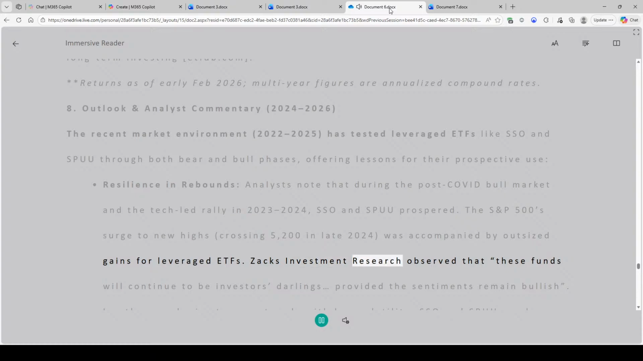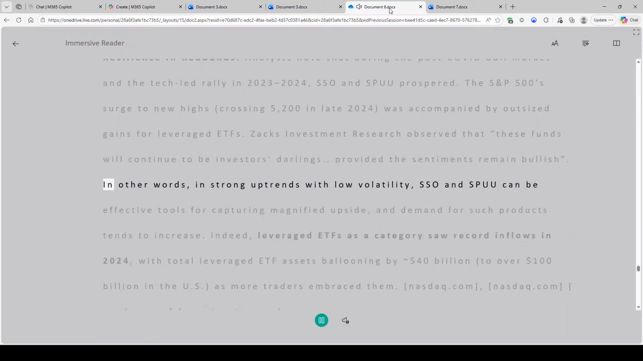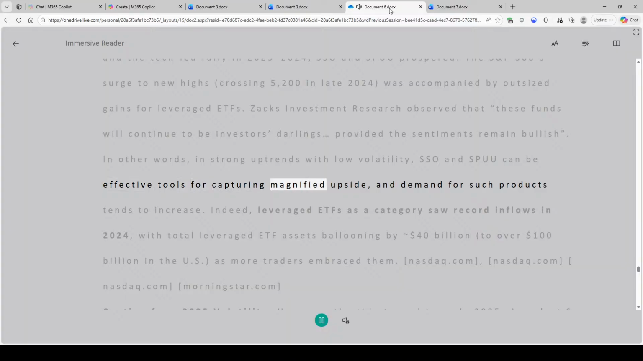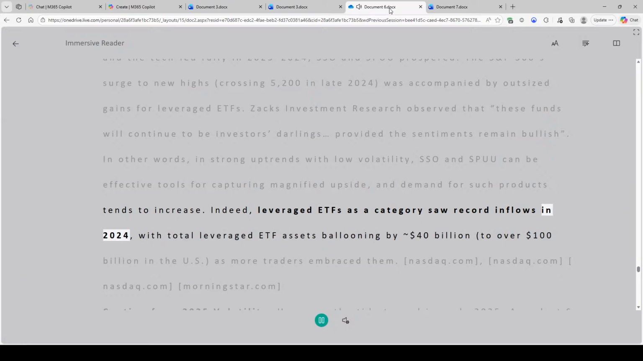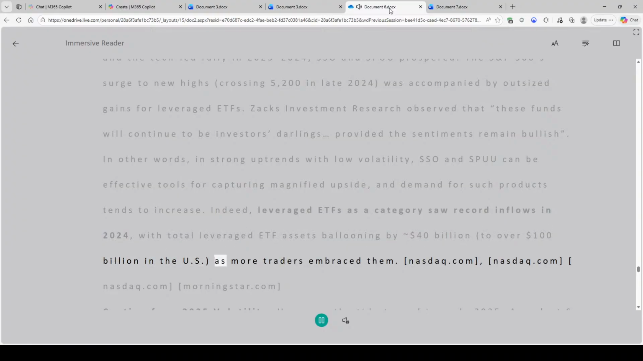Zacks Investment Research observed that these funds will continue to be investors' darlings, provided the sentiments remain bullish. In other words, in strong uptrends with low volatility, SSO and SPUU can be effective tools for capturing magnified upside, and demand for such products tends to increase. Indeed, leveraged ETFs as a category saw record inflows in 2024, with total leveraged ETF assets ballooning by $40 billion to over $100 billion in the US, as more traders embraced them.